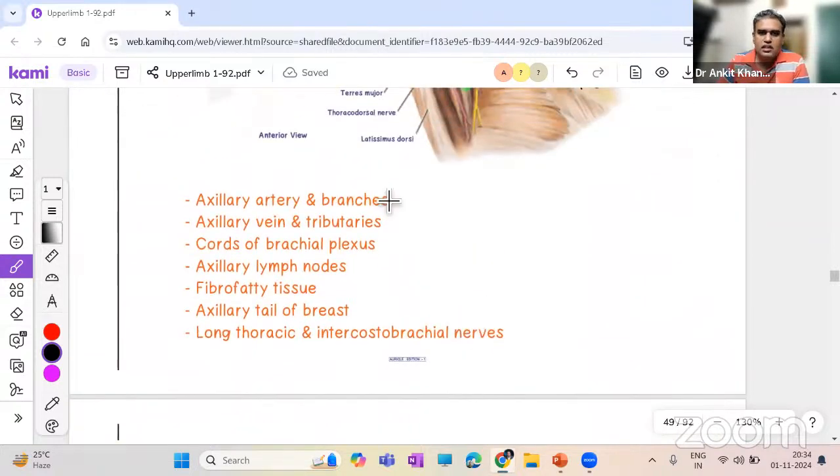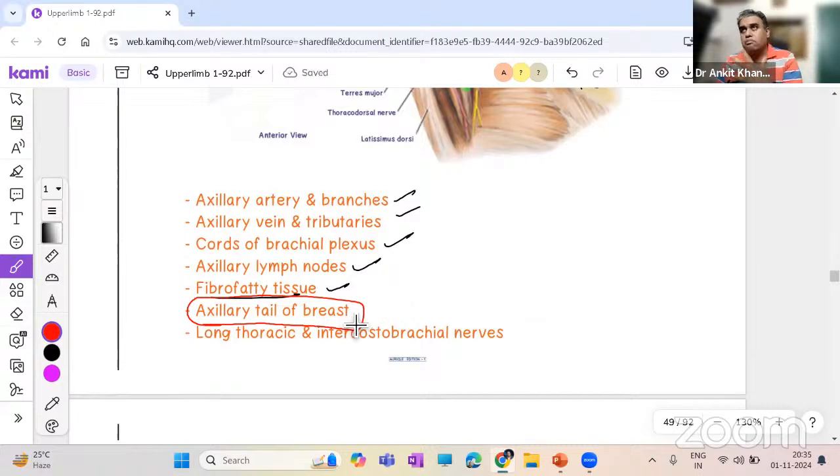Now, contents: you can see artery and vein are the vessels. These are nerves. These are lymph nodes. Apart from lymph nodes, we have the fibrofatty tissue. And yes, in the breast, we talked about the axillary tail of breast. Remember? Mammary gland, we talked about, no? There's the axillary tail. Basically, the breast is in front of the chest wall, but a part of it passes through a foramen and enters into axilla. That small part is considered part of the axilla. That is the axillary tail of breast.